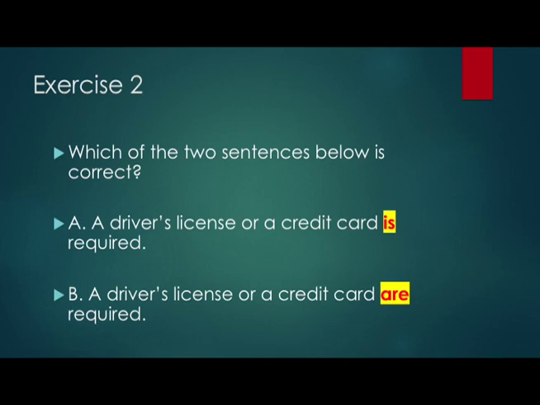All right, moving on to exercise 2. So, which of the two sentences below is correct? A. A driver's license or a credit card is required. Or B. A driver's license or a credit card are required.